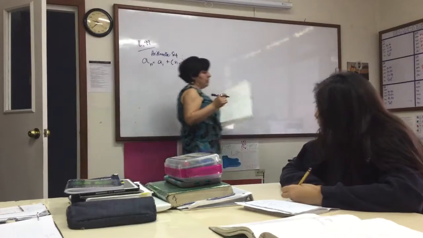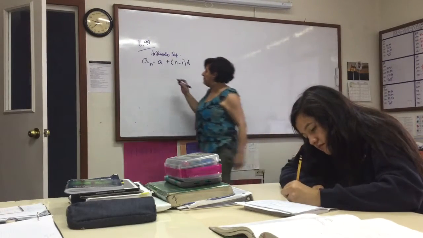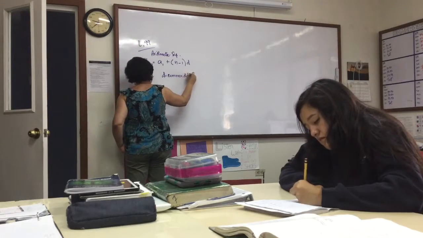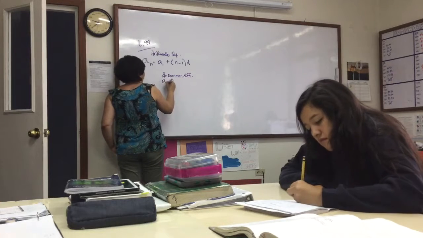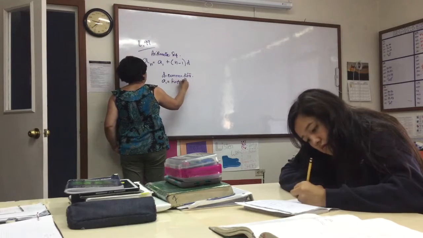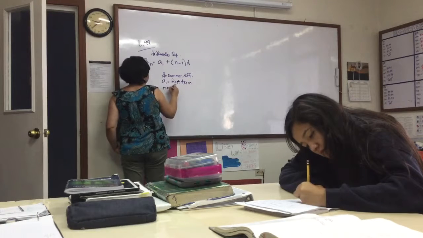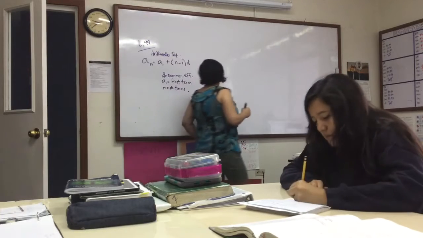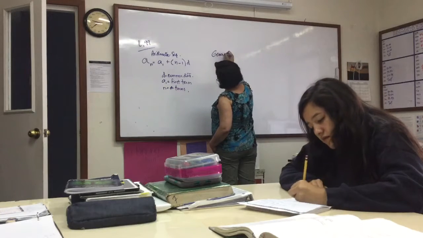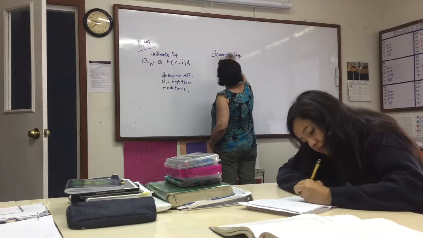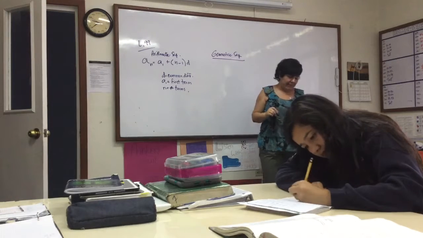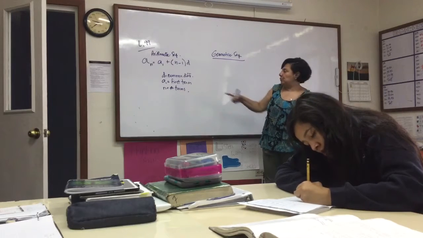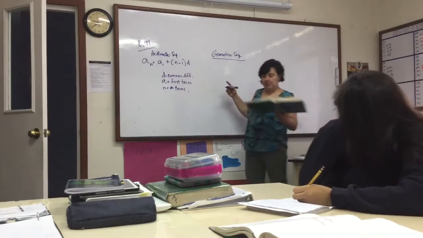Where you remember that d is the common difference, a sub 1 is the first term, and n is the number of terms. And then the other one was the geometric sequence, and geometric because instead of having a difference, it has a ratio. So this is addition, subtraction, and this was multiplication, division.